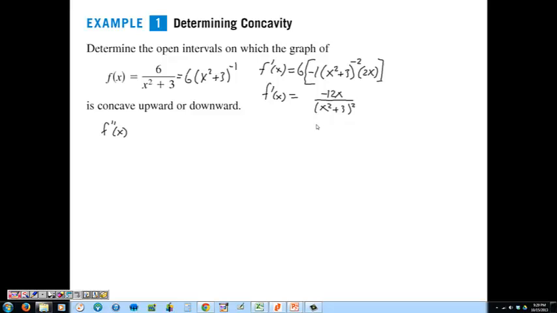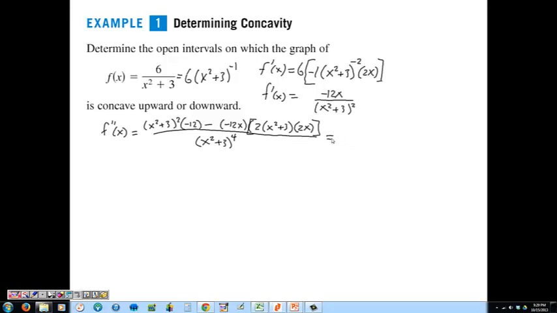I will do the quotient rule here, and that's going to give me the denominator times the derivative of the numerator minus the numerator times the derivative of the denominator. Chain rule again. Let's see here, that would be 1, and then the inside will be 2x all over x squared plus 3 to the 4th.